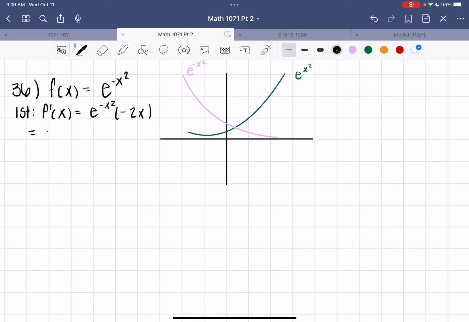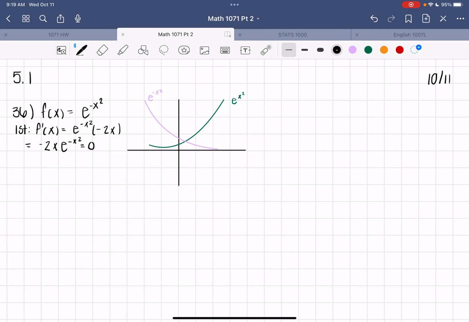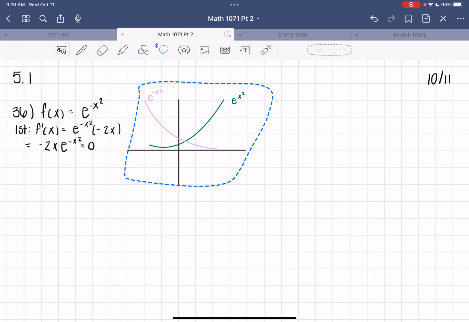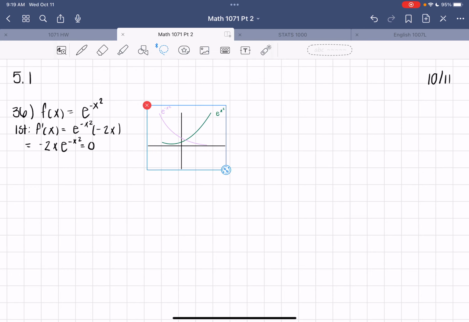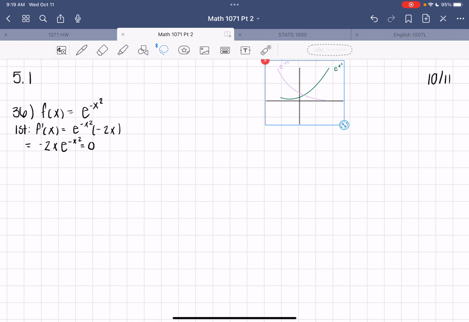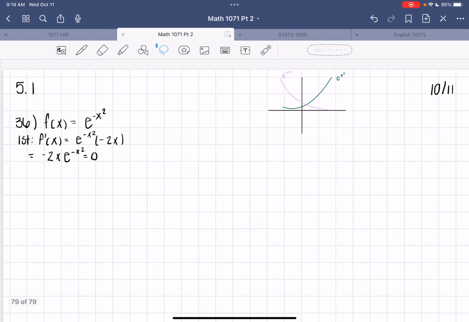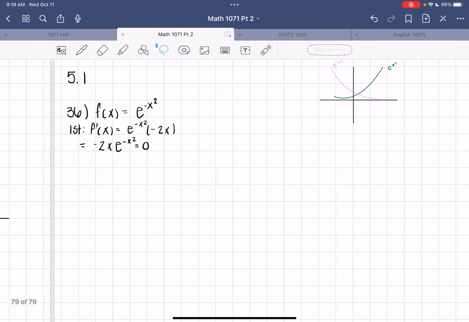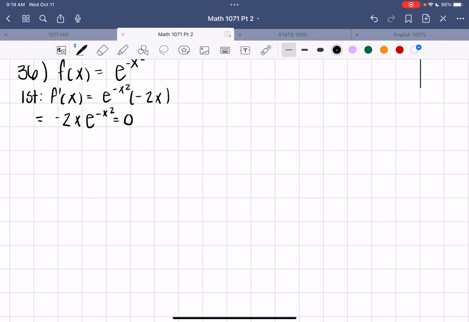Okay, I'm good. So you set this equal to 0. And remember, e to the box, that's never 0. Remember the graph of e to the x always looks like that. So this is never 0. The only way the product could equal 0 is if x is 0. So you've got one critical point.